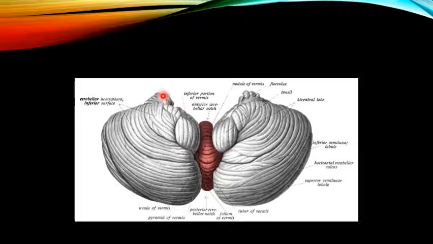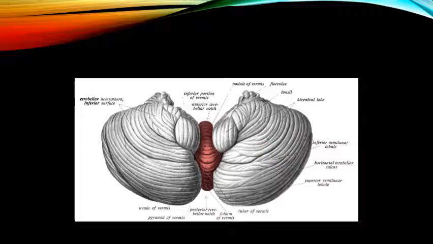Now to understand the cerebellum, let us see this image. Here you can see the cerebellum has two hemispheres that are joined together by a worm-like portion. This worm-like portion is called the vermis. Here what you are seeing is the vermis, and on both sides you see the two hemispheres of the cerebellum.